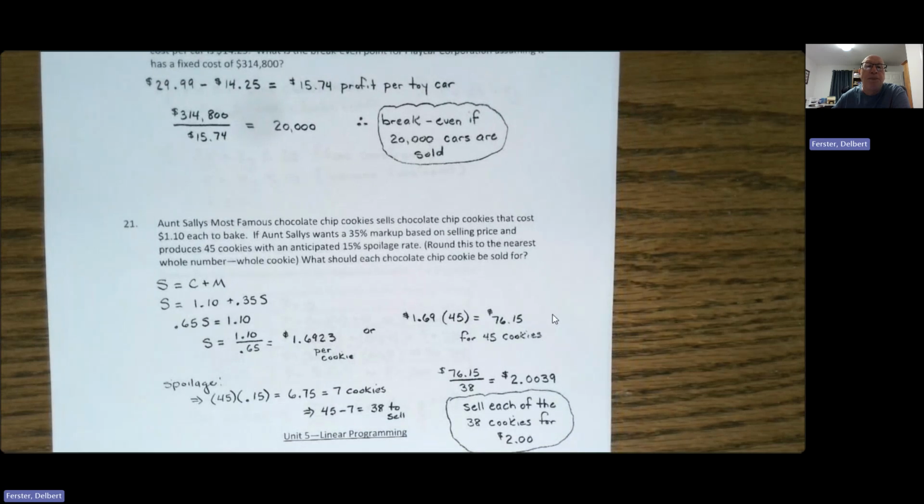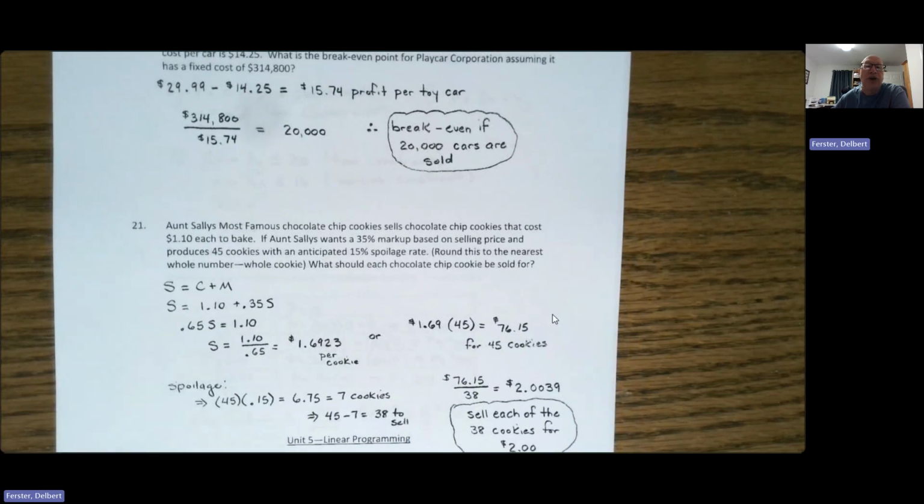Problem 21. All right, we're going to sell some chocolate chip cookies. They cost $1.10 each to bake. They want a 35% markup based on selling price. They're going to produce 45 cookies, but they estimate that 15% will spoil. They'll go stale, or they'll get crumbly or whatever, and they won't be able to be sold.